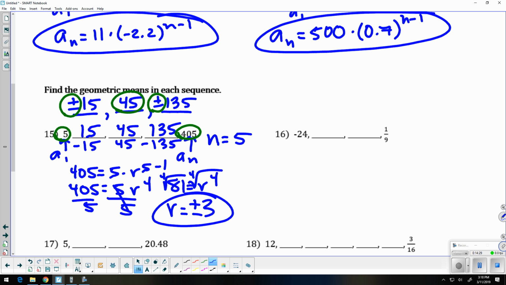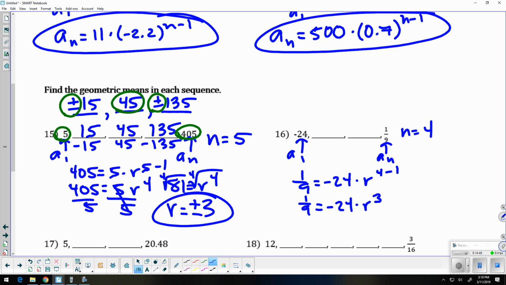So we've got a sub 1. Here's what we're ending with. And then obviously n, we have 4 terms altogether. So find r. You'd have 1/9 equals negative 24 times r to the 4 minus 1. So 1/9 equals negative 24 times r cubed. Dividing both sides by negative 24, or you can also say you're multiplying by negative 1 over 24, same thing, but we're trying to cancel that out. So when you multiply, you get negative 1 over 216 equals r cubed.